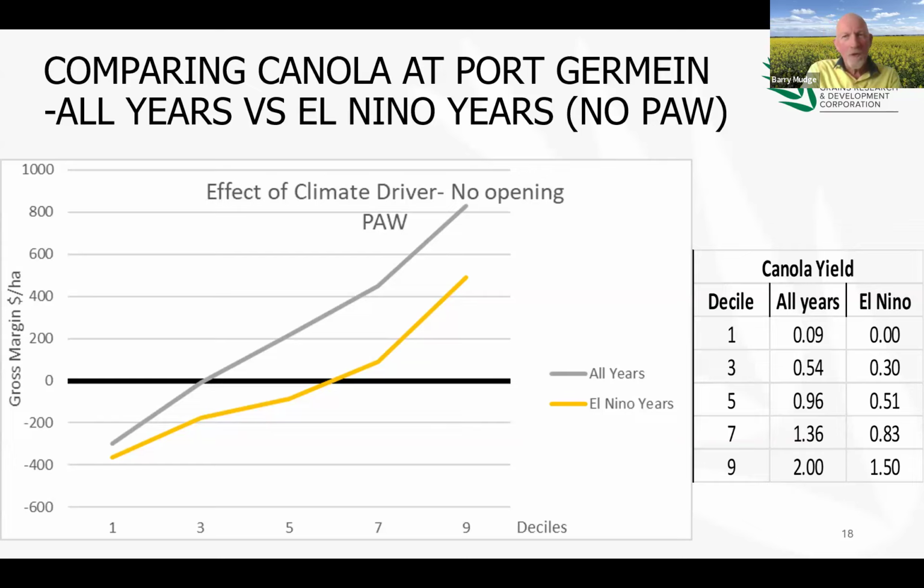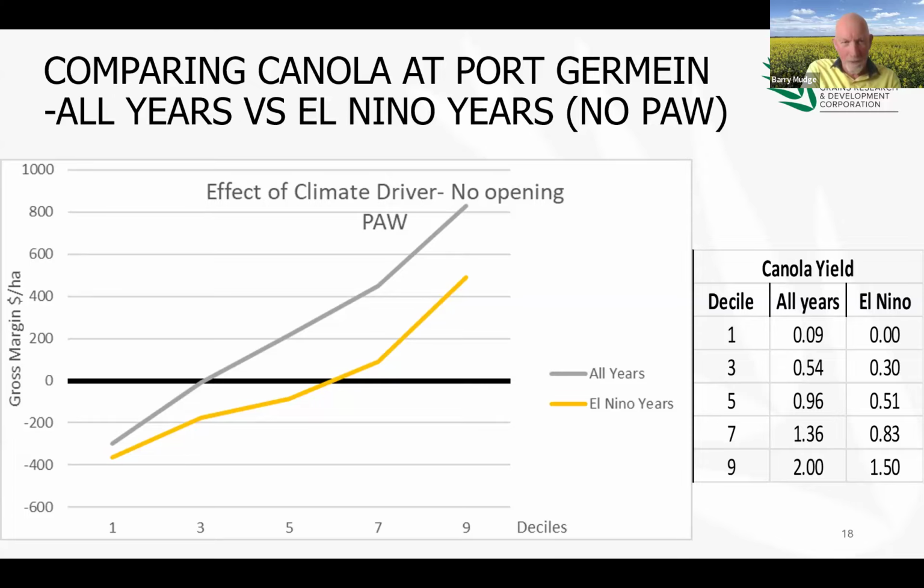But if we then look at just the El Nino years, and there's been about 28 of them in the last 120 years, and redo the calculation, you can see how desperately bad it is to grow canola at Port Germain with no soil water. So the immediate reaction there was we're not planting canola. Not that we're saying we're going to get an El Nino, but it's on the cards, it's on the possibilities.